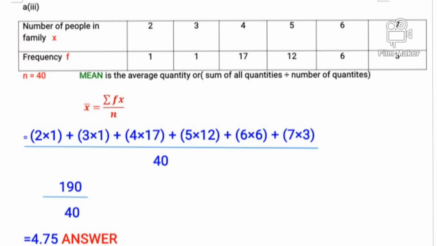If you punch this in your calculator, it gives you a total of 190, which is representing the summation of xf. Then you have to divide it by 40. Remember, the number of families under the survey is 40 families. So you have to divide by 40, representing our n value. 190 divided by 40, you get 4.75, which is your final answer.